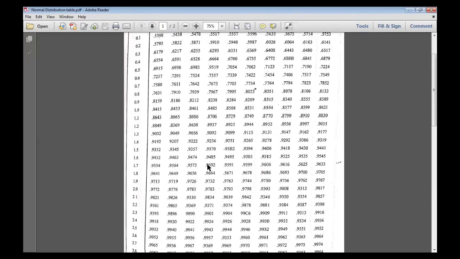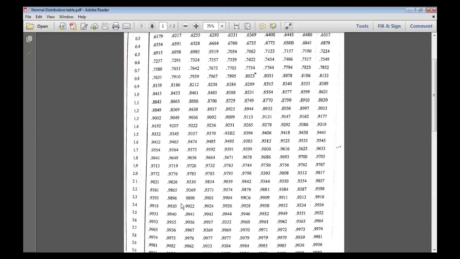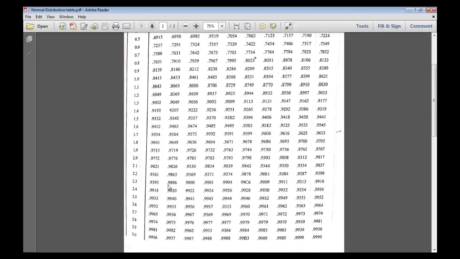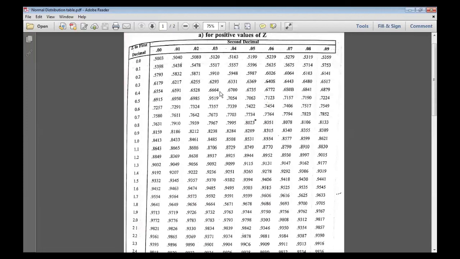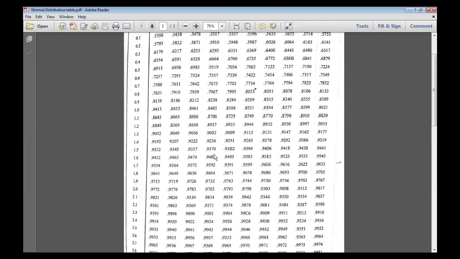For 99%, you have to check from this table. Here we have 0.98. Here you have 0.9901, and here you have 0.9890. That is 99.01, this is 99%, corresponding to 99% probability. The Z value is 2.3 and the second decimal is 0.03. That means you will get 2.33. That is 2.3, and we have 3. So the Z value corresponding to probability 99% is 2.33.